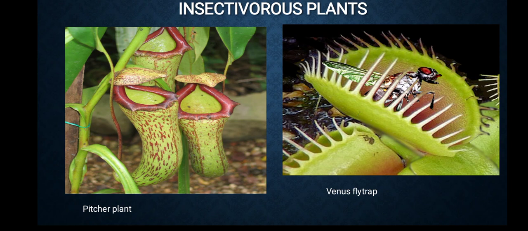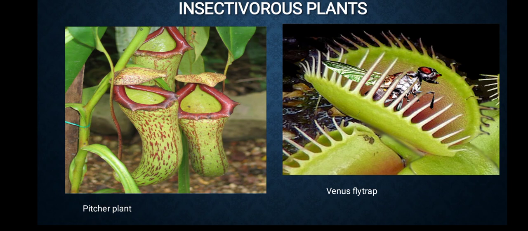Okay. These plants normally grow in soil that is not so rich. So they use the nutrition obtained from insects to supplement the food they prepare by photosynthesis. Examples: pitcher plant, Venus flytrap, Drosera. These are some examples of insectivorous plants.